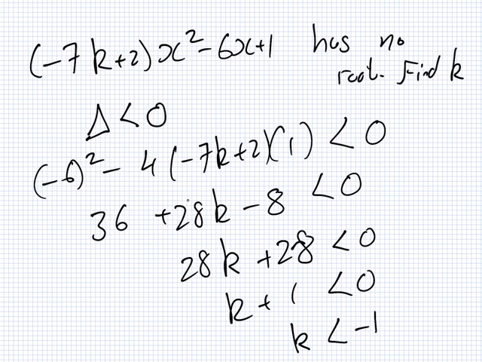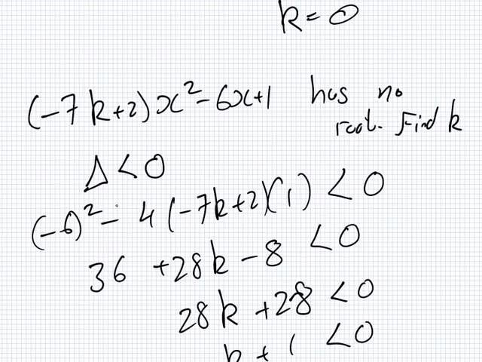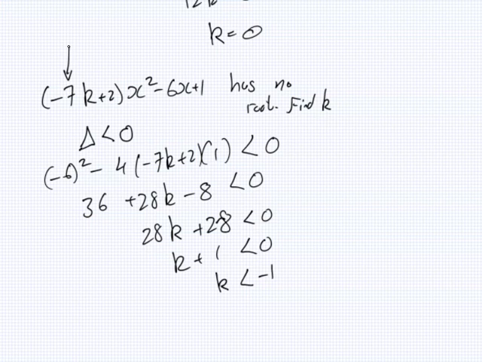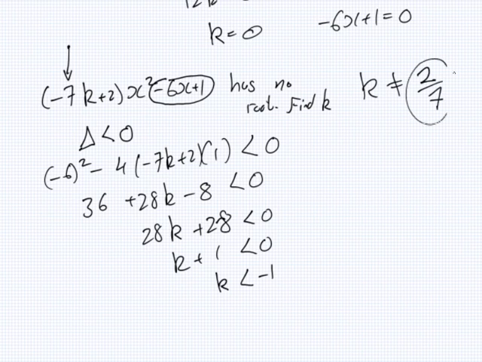Now, we have to be careful here, because if this part in the front was 0, what type of equation would we have left? Linear. We'd have minus 6x plus 1 equals 0. How many solutions does this have? It has 1 solution. So we don't want this to be part of our answer. So we don't want k to equal 2 over 7. Now, is that included in this? No, it's not. So we're good with just this then. This will make it have no real roots then.